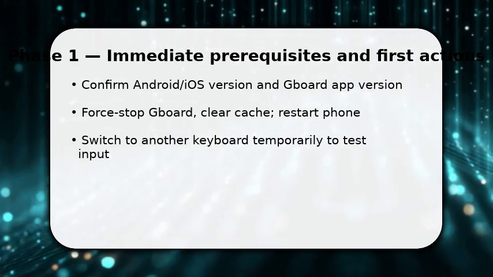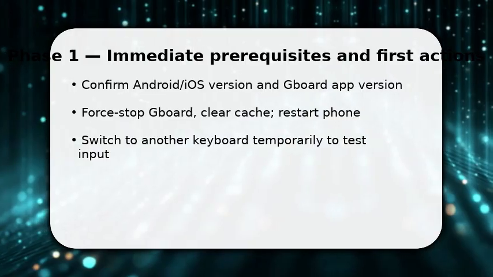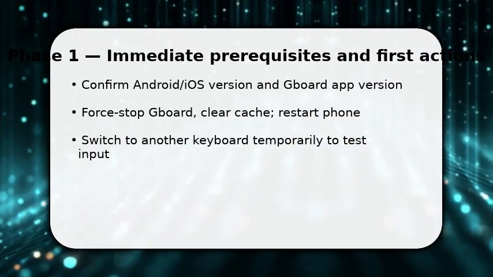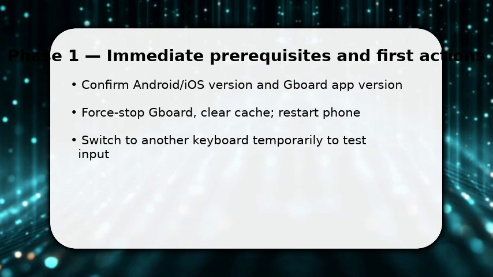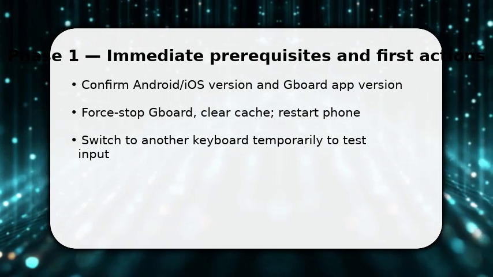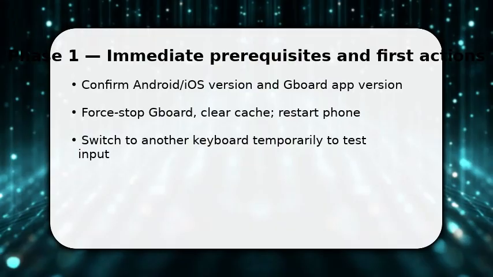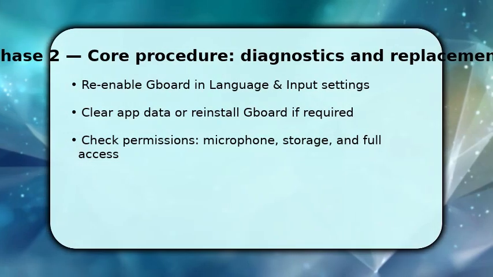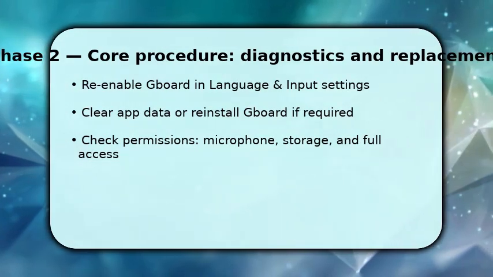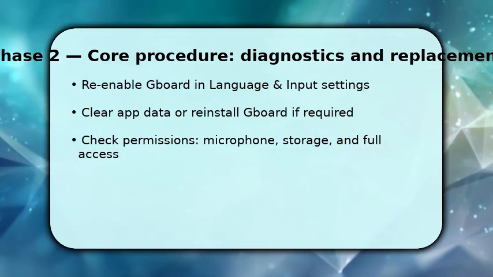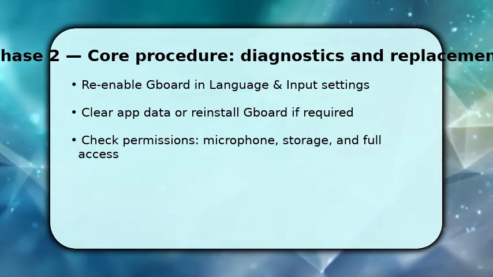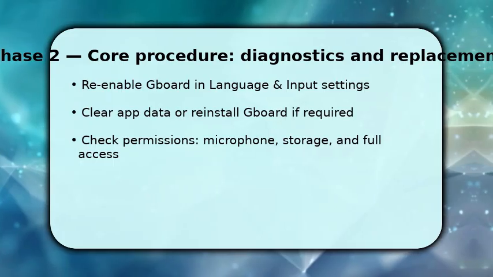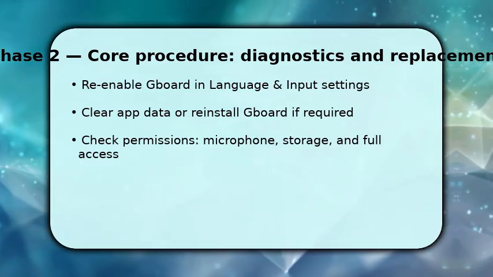These steps remove transient errors quickly, and they also show whether the problem is app-specific or systemic, so you know the right next fix. Now, go into Language and Input Settings and explicitly re-enable Gboard as the default keyboard. This resets input routing. Next, clear app data if cache clearing didn't help. Note that will remove custom dictionaries, so export important entries first.